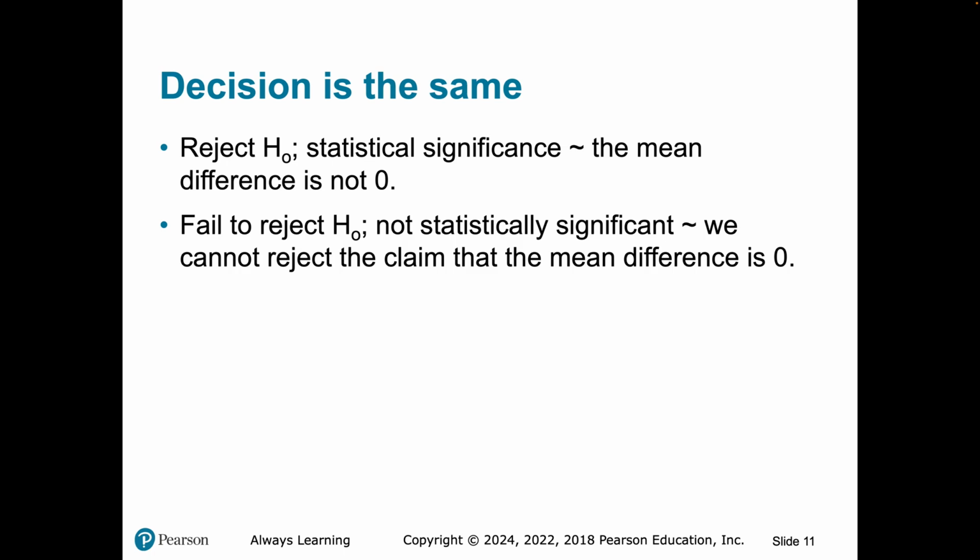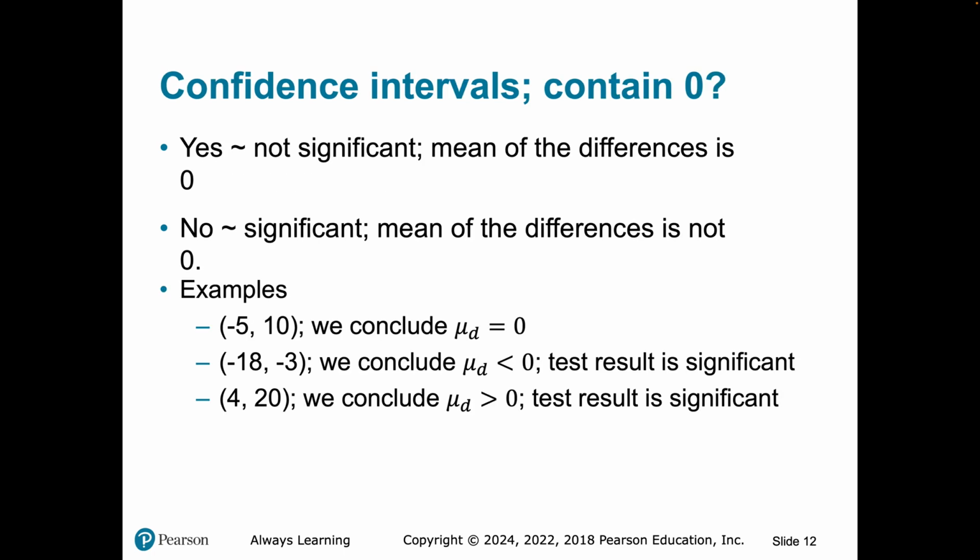Decision, still the same. If we reject, we have statistical significance. We say that the mean difference is not 0. If we fail to reject H sub O, then we do not have statistical significance, and we cannot reject the claim that the mean difference is 0. Confidence interval still focuses on 0. If the mean of the differences is 0, then our confidence interval will contain 0. We do not have statistical significance. If the confidence interval does not contain 0, then we have statistical significance, and we conclude that the mean of the differences is not 0.